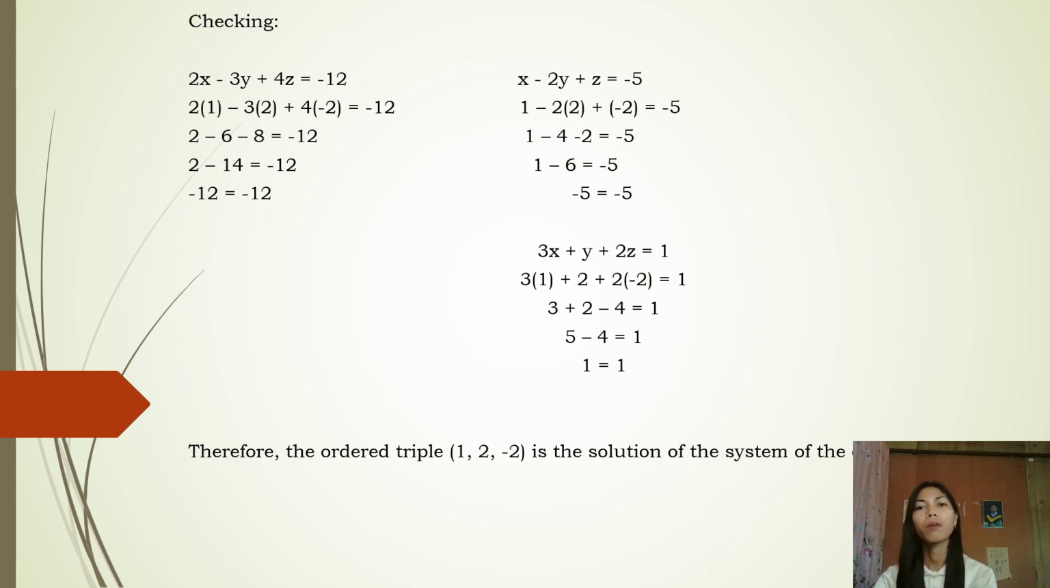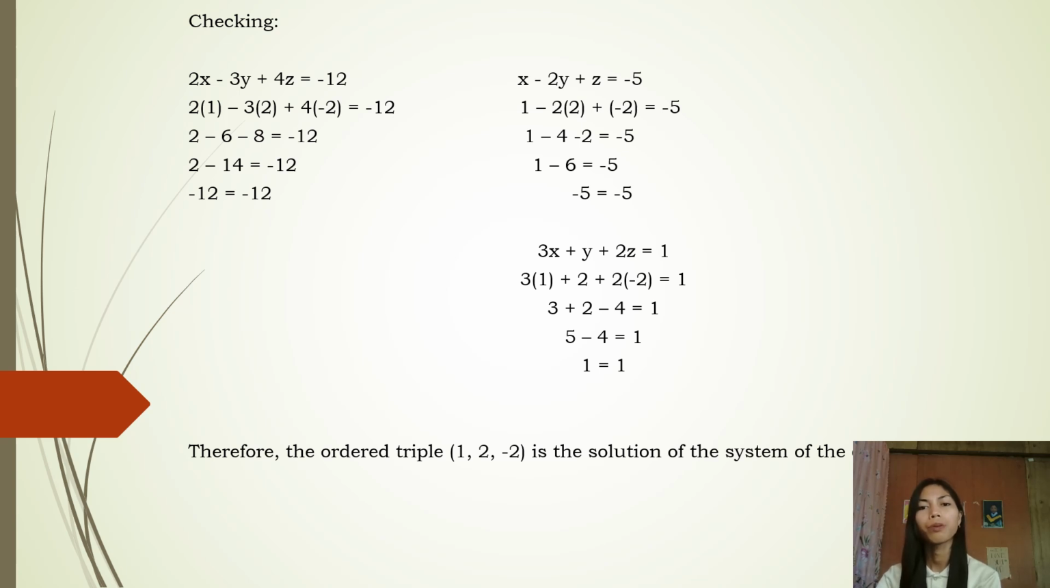Next, we substitute the values into our second equation, which is x minus 2y plus z is equal to negative 5. The value of x is 1, minus 2 times the value of y, which is 2, plus the value of z, which is negative 2, equals negative 5. So negative 2 times 2 is equal to negative 4, plus negative 2. So 1 minus 4 minus 2 is negative 6. So 1 minus 6 equals negative 5, so negative 5 equals negative 5.